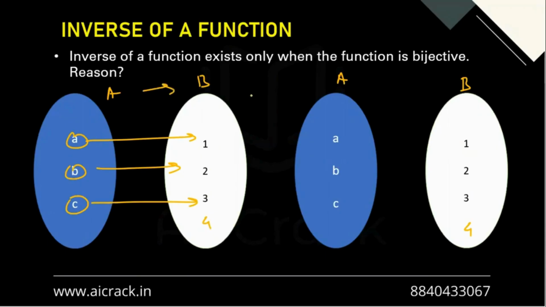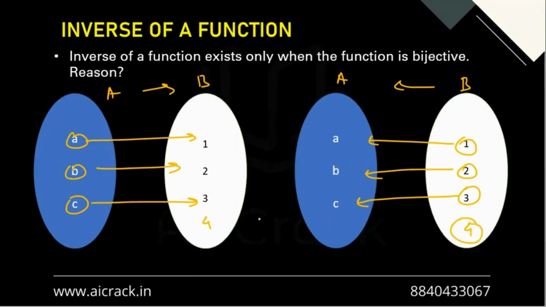Now let's try to define the inverse. For that, we'll reverse the arrows, right? Now 4 is not being mapped to any element of A. That is against the rule of functions, right? So we can clearly say that for an into function, the inverse is not defined, because one or more elements of set B are not going to be mapped. So an into function does not have an inverse function. That is why a function has to be bijective, basically 1-1 and onto, for its inverse to exist.